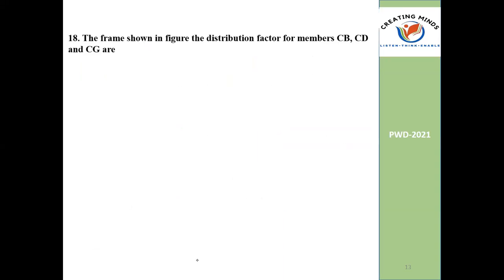The frame shown in the figure: the distribution factor for the members CB, CD and CGR. Please try to give the answer. Yesterday also we solved so many problems associated with this frame. Yes, fast.